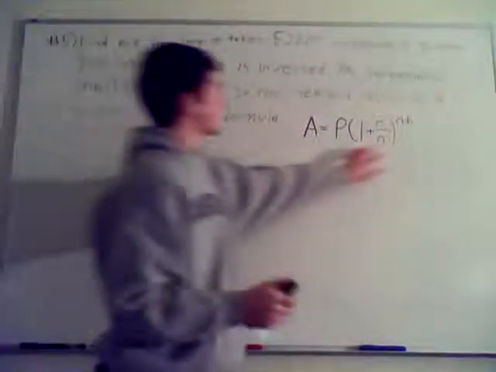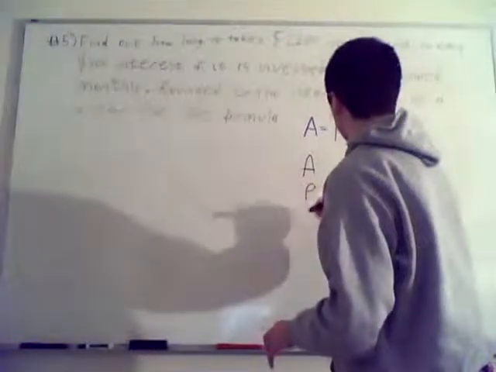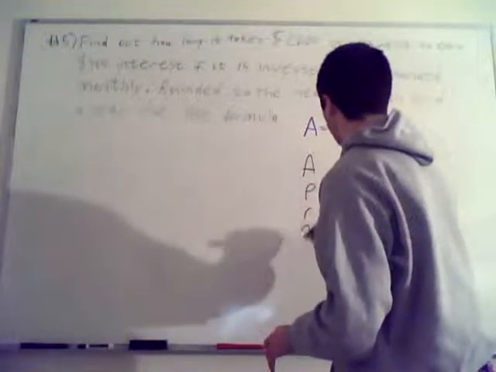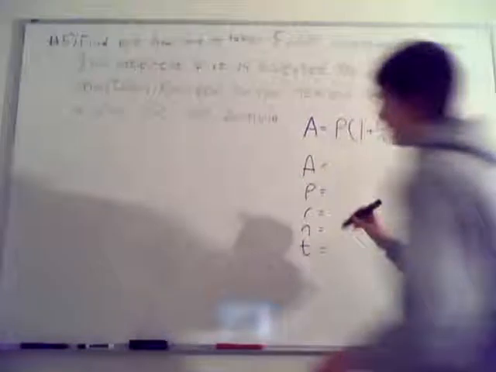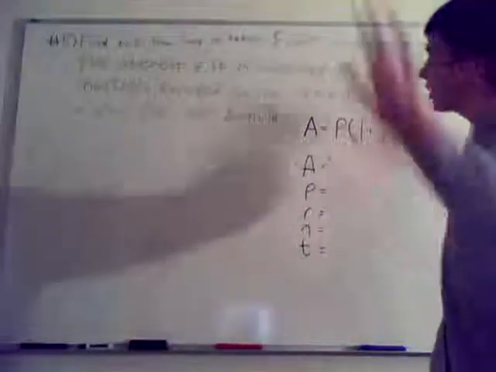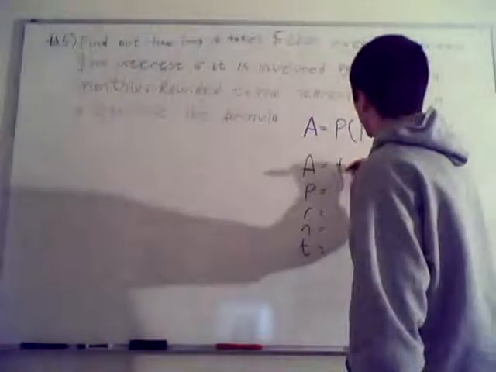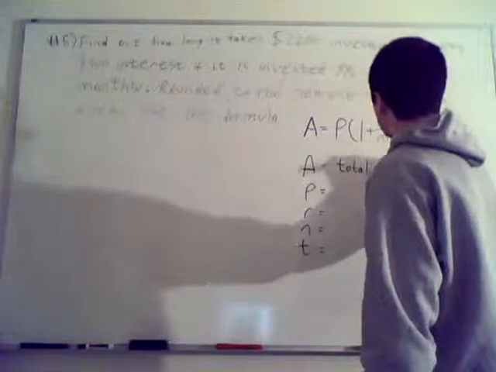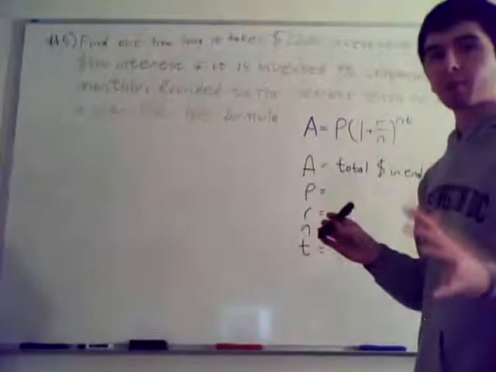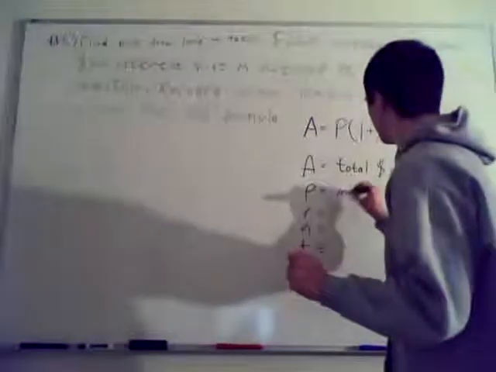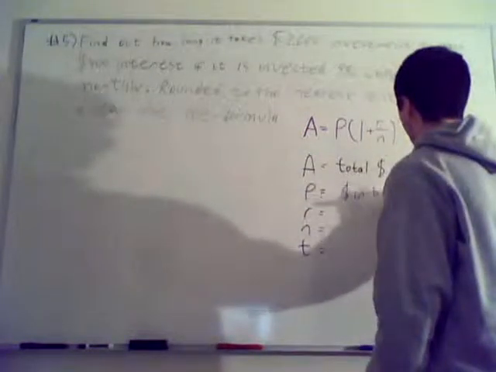First thing you have to do is realize what all of these letters mean. So we're going to make a little list over here: A, P, R, N, and T. A is your total amount of money. So after all the saving is over, how much money will you actually have in the end? Total dollars in the end. P is the principal. It's how much money you have in the beginning. Dollars in the beginning.